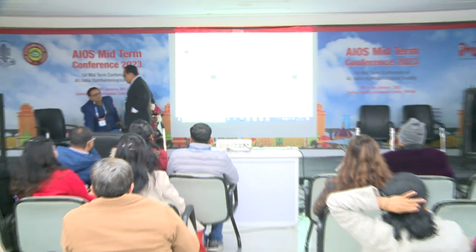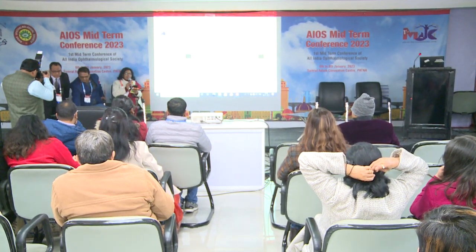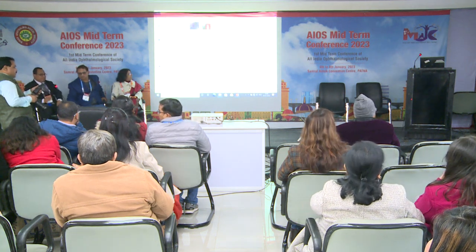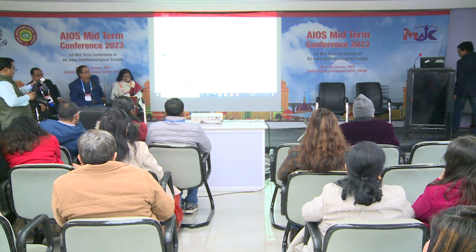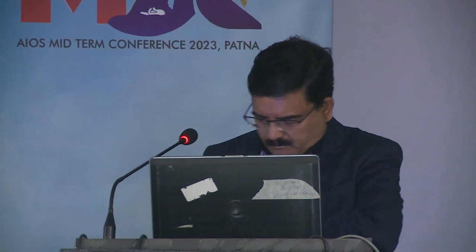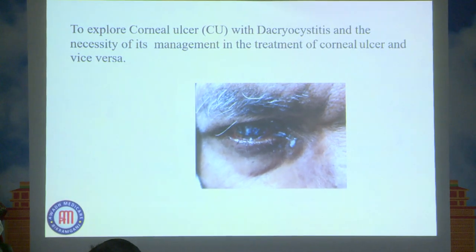Thank you. For paucity of time, I would now like to call Dr. Ravi Ranjan for his presentation on double trouble: corneal ulcer with dacryocystitis. Very good afternoon, everybody. My topic for today is double trouble, a corneal ulcer with dacryocystitis. No financial relationship to declare. The aim of the study was to explore corneal ulcer with dacryocystitis and the necessity of its management in the treatment of corneal ulcer and vice versa. Thank you, Dr. Bali.